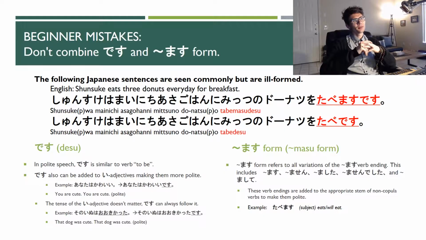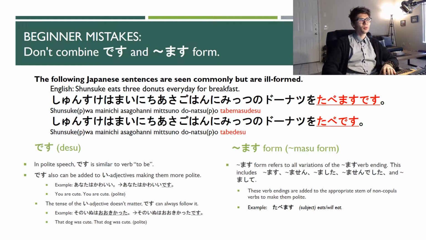Let's go ahead and look at one beginner mistake that is really frustrating for me. Sometimes people add desu after masu. There's a couple reasons why this doesn't work out. First of all, desu means like is, are, am, some form of to be, right? Now that's already a verb. It would be like having a verb then adding is after it.